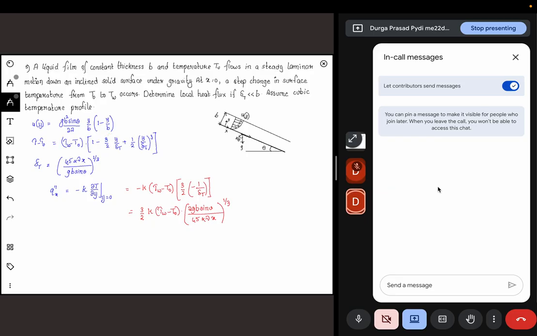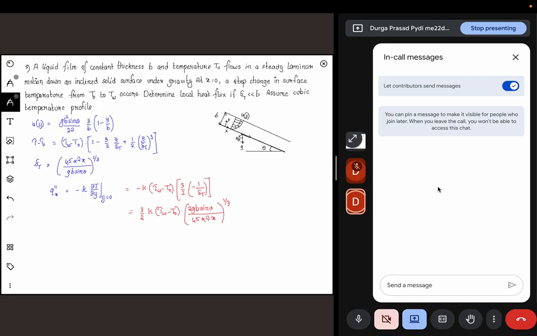Once we know the temperature profile, we can calculate the heat flux using this expression. The same goes with the velocity boundary layer. First you have to find the delta. Once you have the delta from the momentum integral equation, you can substitute inside mu times del u del y at y equal to 0 and get the shear stress from that. So all these problems are solved in the same way.